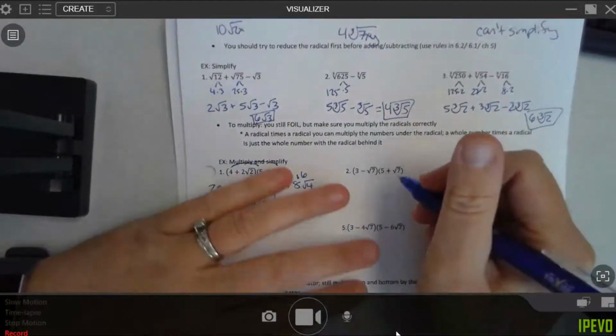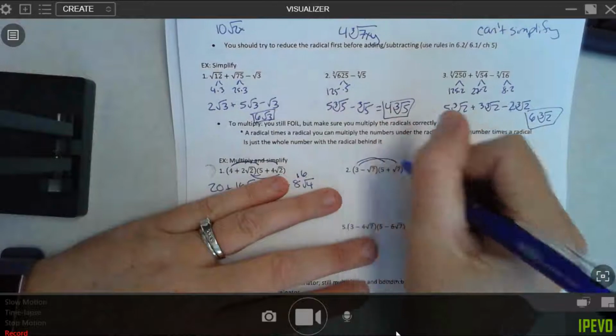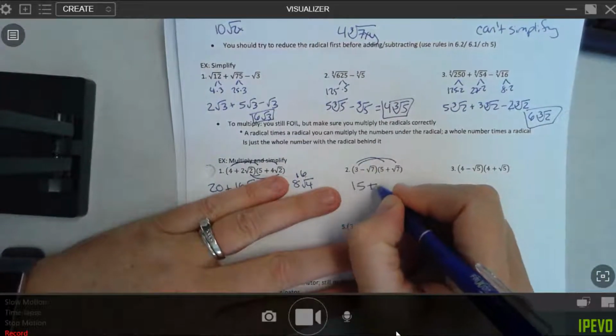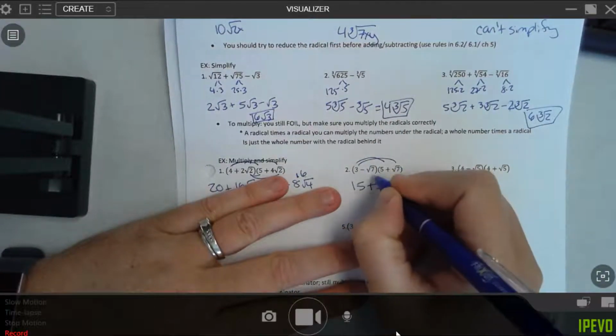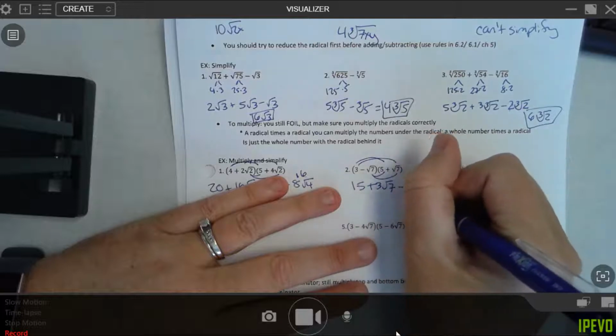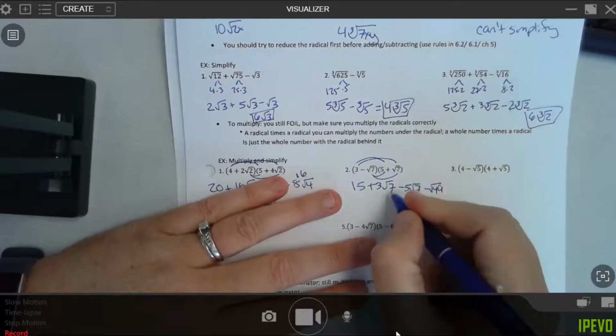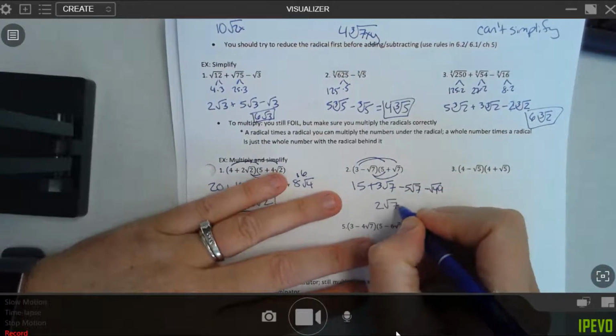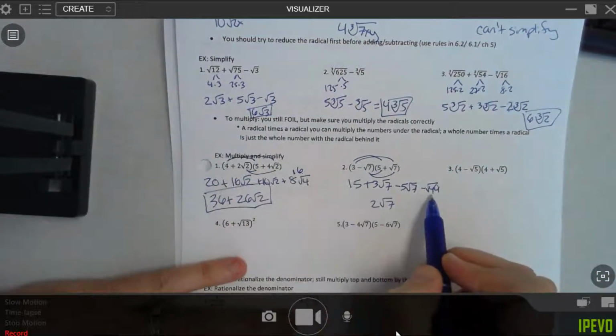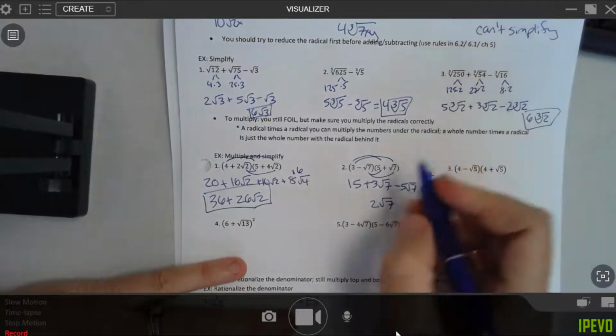So then do it again. Multiply your 3 to both terms. So we get 15 plus 3 radical 7. And then multiply those to each term, and we get minus 5 radical 7 minus square root of 49. Combine these two. 15, and that's a 7. So 15 minus my 7 here is 8.